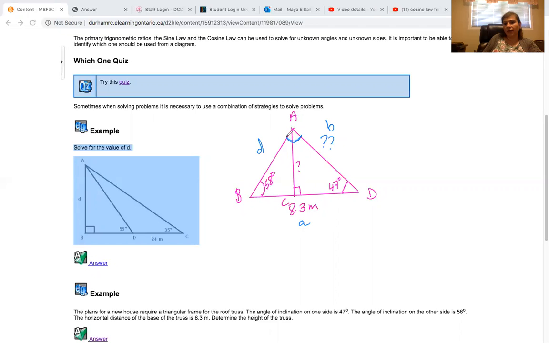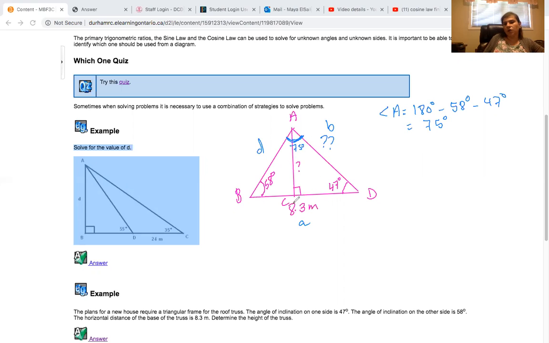Now, what is angle A? If I find angle A, it's going to be 180 minus 58 minus 47. So first I'm going to find angle A, and that's going to be 180 minus 58 minus 47. And that's going to be 75 degrees. So angle A is 75.